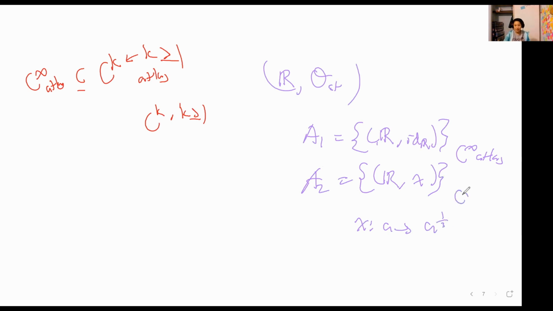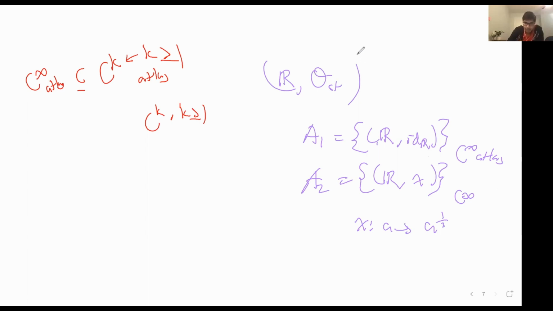This is also a C infinity atlas because the chart transition map would just be the cube root after the inverse of the cube root, which is also the identity. Oh, right, because there were no other charts in it to transition between. So I guess any atlas with one chart in it is C infinity, because there's nothing else to be compatible with. Yeah, exactly. But would it be maximal then?